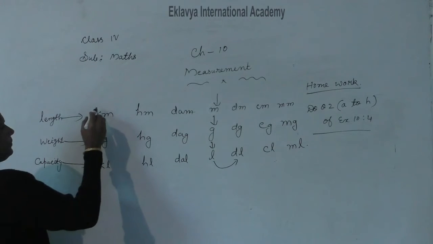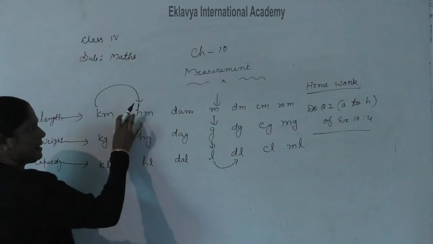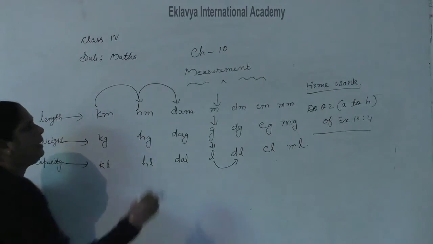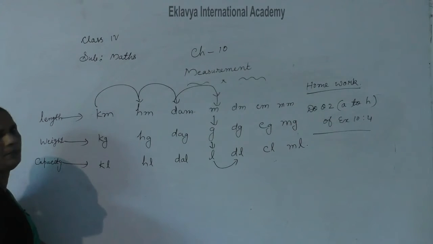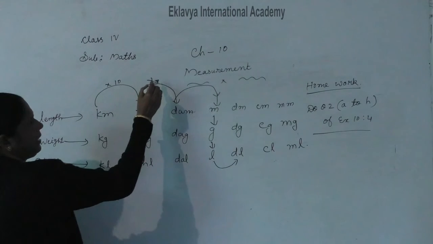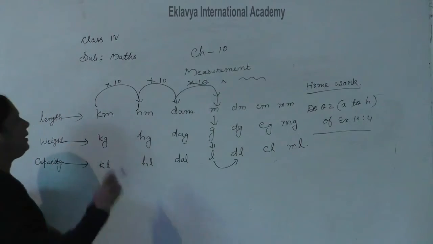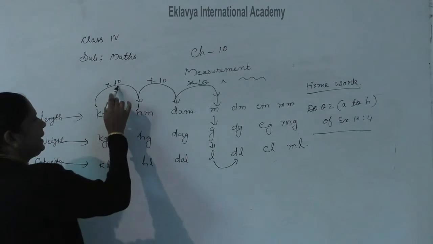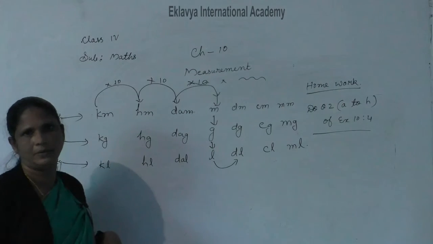Now here kilometer to hectometer, how many steps? One step. Kilometer to decameter, how many steps? Two steps. Then kilometer to meter, how many steps? Three steps. Here multiply by 10, here also multiply by 10, here also multiply by 10. Then 10, 100, 1000. Understand? We multiply by 1000.